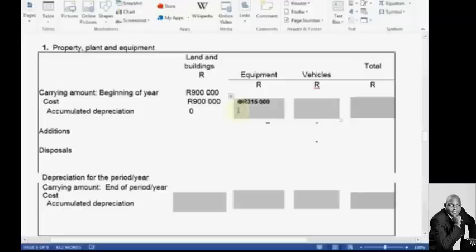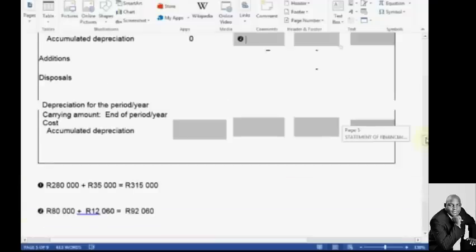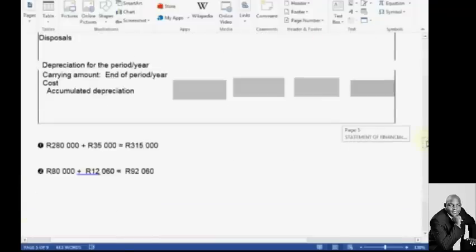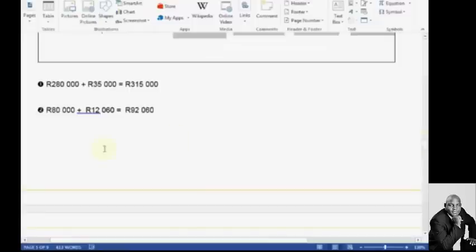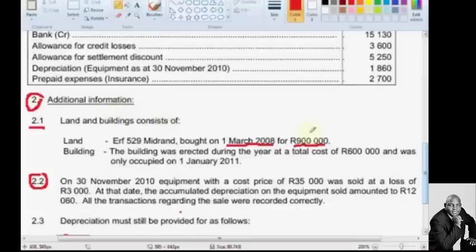Please understand that part. That's why we're adding back the equipment we sold, because at the beginning of the year it was not sold yet. So that's workings number 2. And then how much was it? It was 92,060. Let's go back to our trial balance.